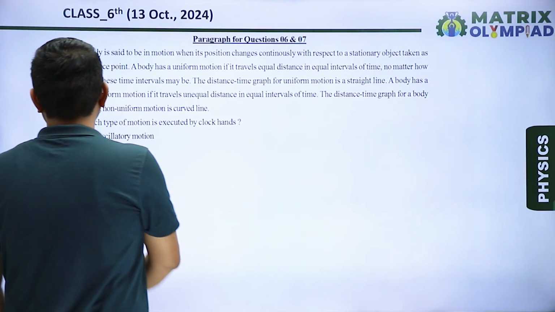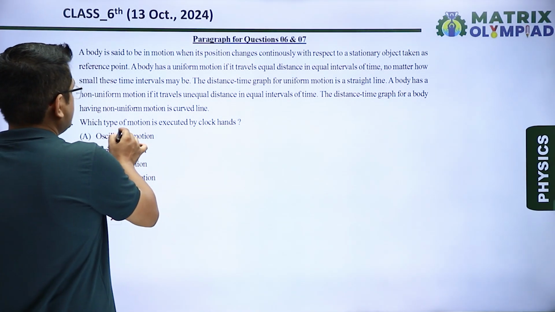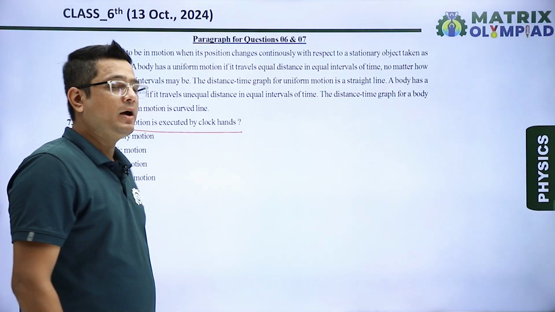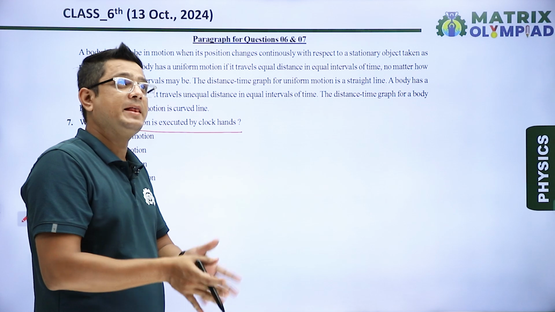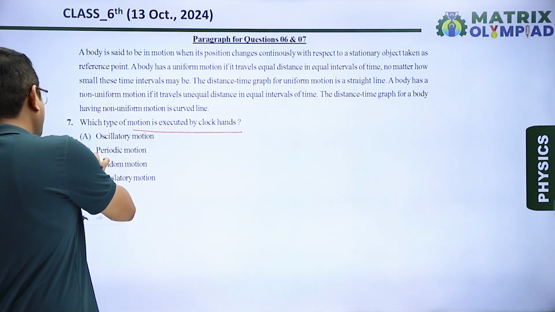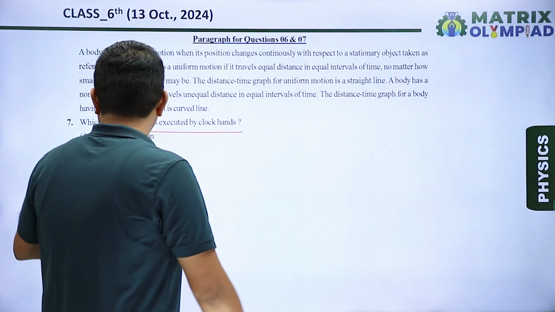Next question, number 7, based on the same paragraph. Which of the motions is executed by the clock hands? We know that the clock hands do their motion and repeat it in a fixed time interval. So we'll say it will be a periodic motion. So our correct answer is option B.